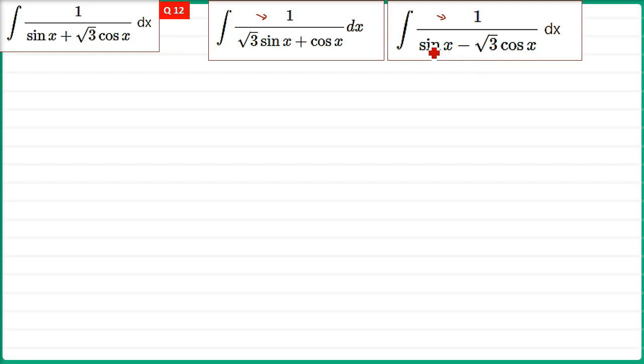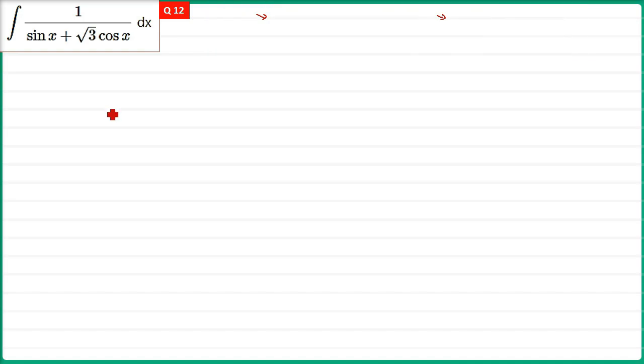So I would like to just present these questions and try to solve question number 12. So how to solve this question? The process remains the same. We will convert sin x in tan x by 2 form, same for the cos x also. We already know the formula, so we'll directly write it. Sin x is 2 tan x by 2 divided by 1 plus tan square x by 2. This is your sin x.